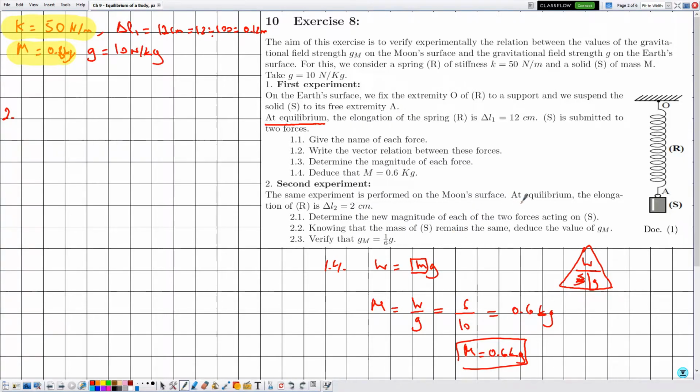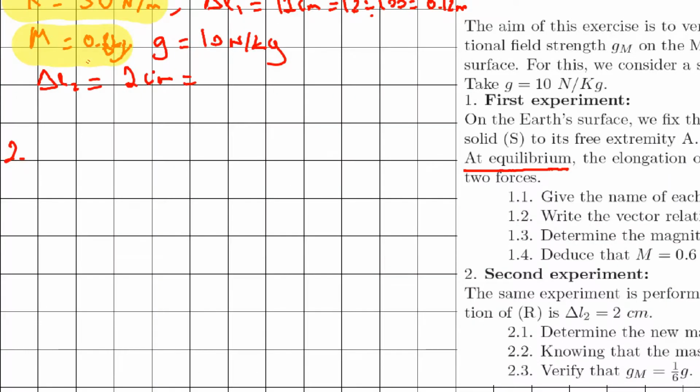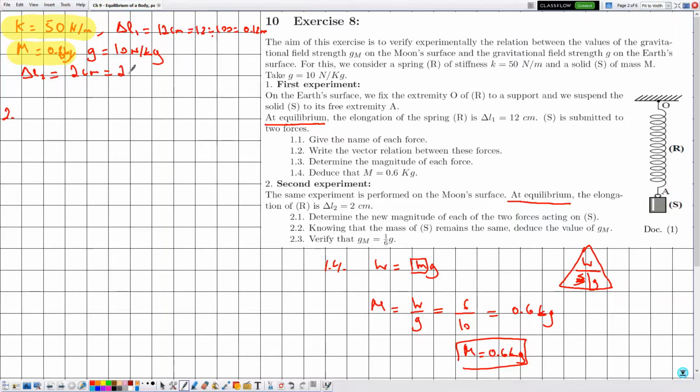Now the thing is that the same experiment also will be at equilibrium, but now the new elongation, given by delta L2, is equal to 2 centimeters. Knowing that centimeters is not the SI unit of length, in order to convert from centimeters to meters, we need to divide by 100. Then 2 divided by 100, this is equal to 0.02 meters.